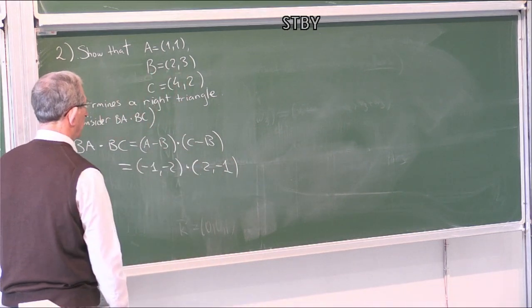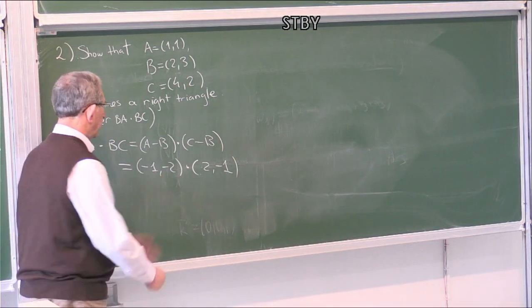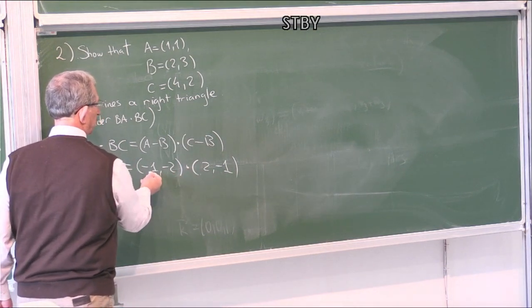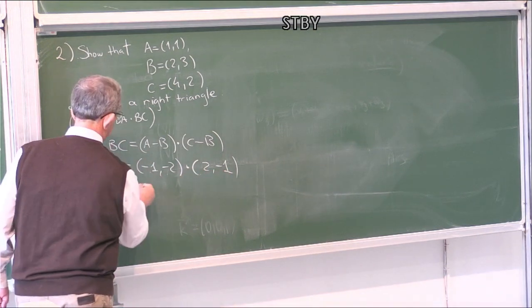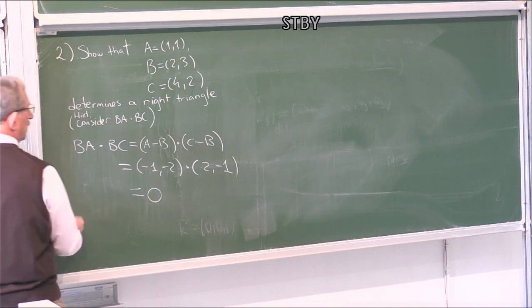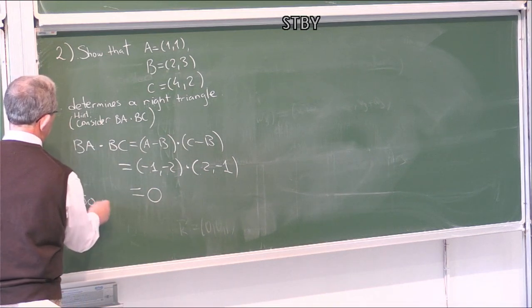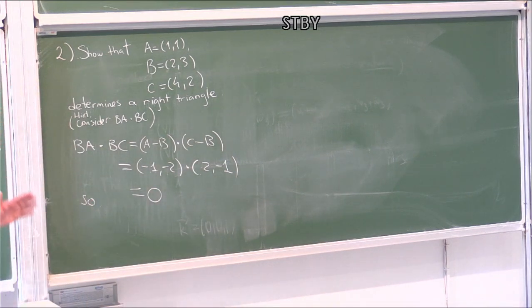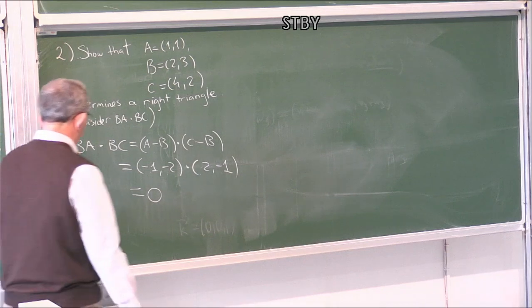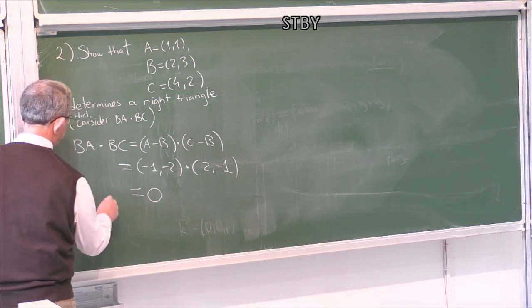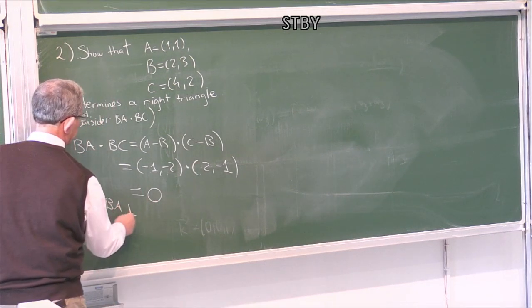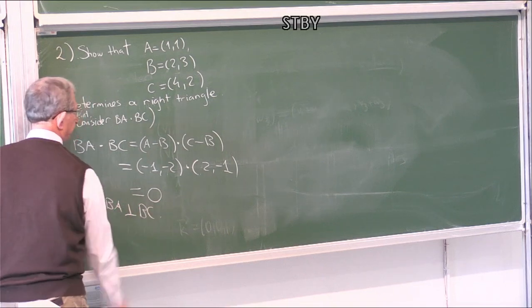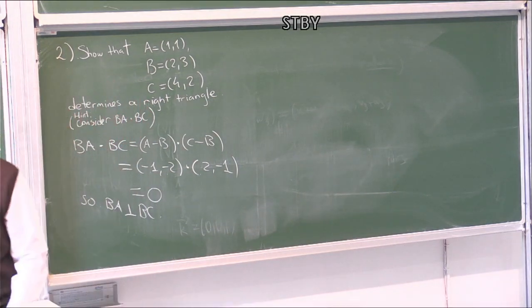Of course, the inner product says -2 plus 2, so it is 0. So the angle between BA and BC, that is the angle at the corner B, is pi over 2. Or just BA is perpendicular to BC. So it's enough to say that it's a right triangle.